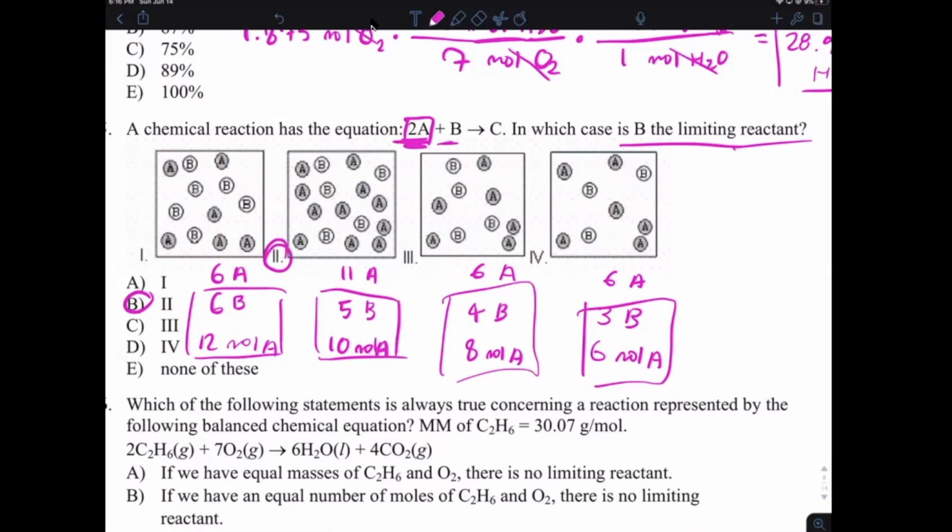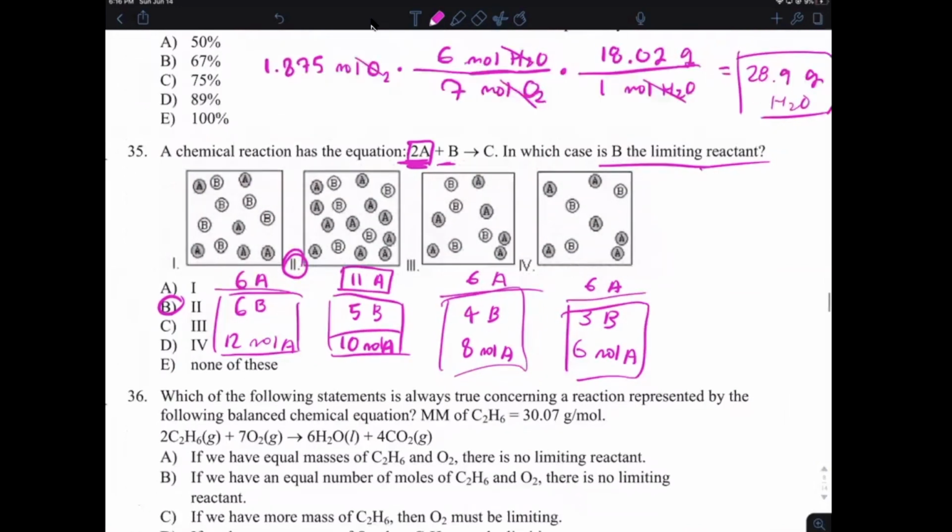In case 2, right? Because we started with 11, we use up 10, we have 1 left. In all these other cases, A is used up first. So B has to be the limiting reactant in case 2. Does that make sense? All right, sounds good. Are there any other questions?